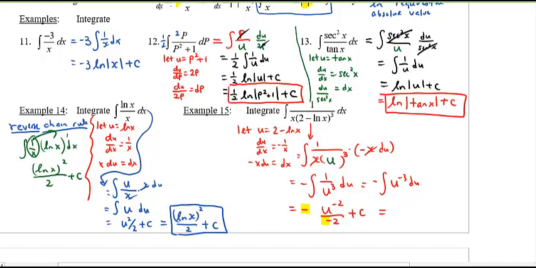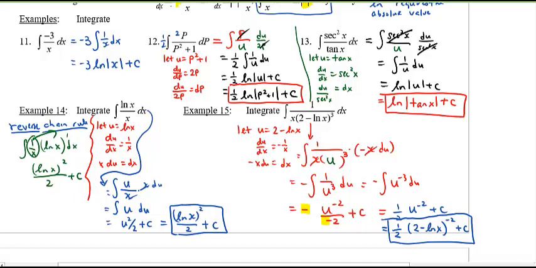Oh, too many negatives here. That's okay. And I can make my replacement. U was just 2 minus natural log of x to the negative 2 plus c. There you go.